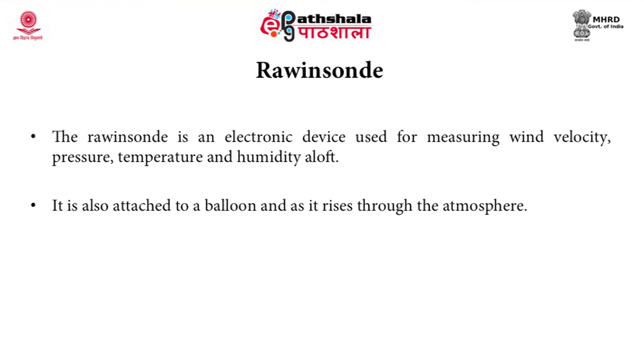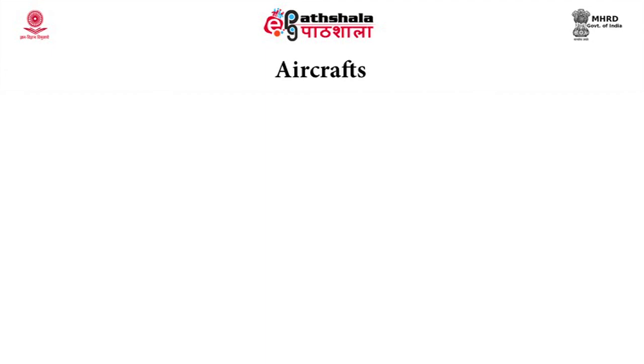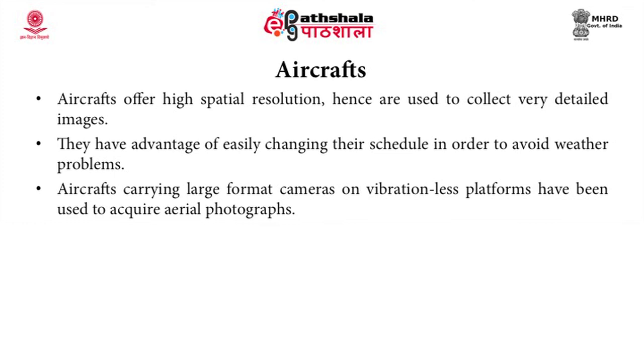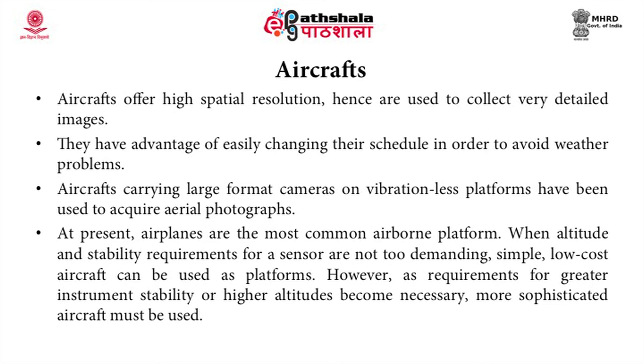Aircraft are the most popular means of aerial platforms and they offer high spatial resolution, hence are used to collect very detailed images. They have the advantage of easily changing their schedule in order to avoid weather problems. Aircraft carrying large format cameras on vibrationless platforms have been used to acquire aerial photographs. At present, airplanes are the most common airborne platform. When altitude and stability requirements for a sensor are not too demanding, simple low-cost aircraft can be used as platforms. However, as requirements for greater instrument stability or higher altitudes become necessary, more sophisticated aircraft must be used.